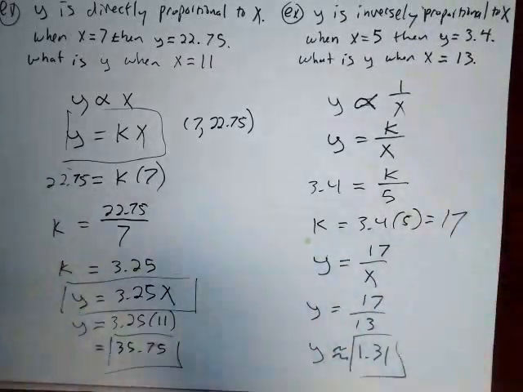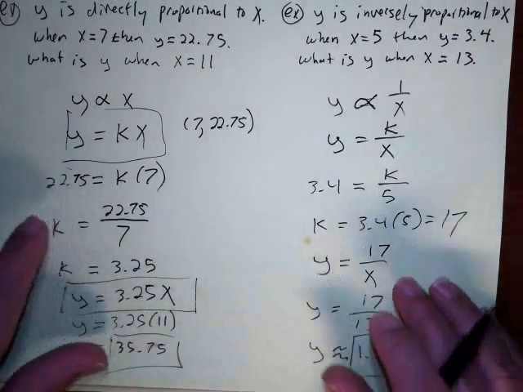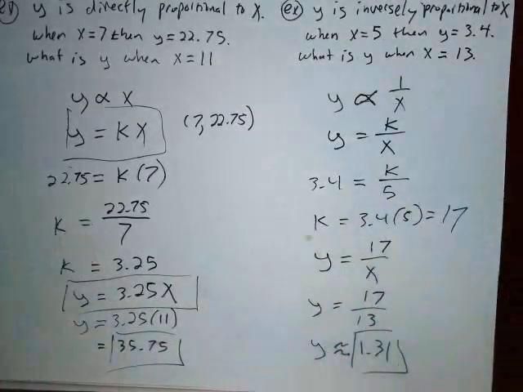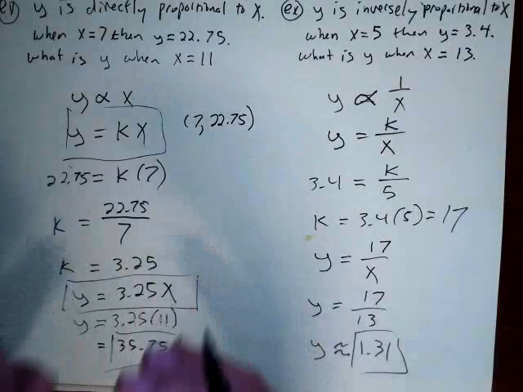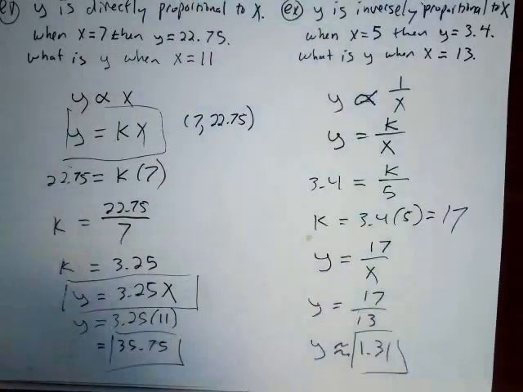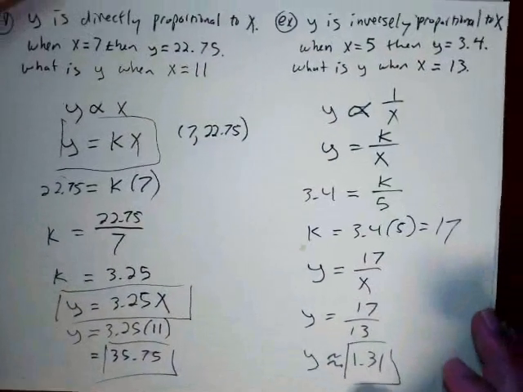Okay, so that's the idea, and they all have the same flavor. You get to set up something with a k. You're setting up the function with a k, and then they're giving you one ordered pair, and that ordered pair allows you to find the constant of proportionality. You find k, and then you actually get your completed function, and then you can answer whatever question they give you that involves that function.